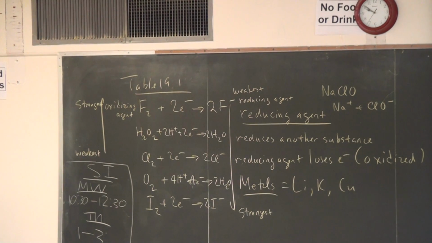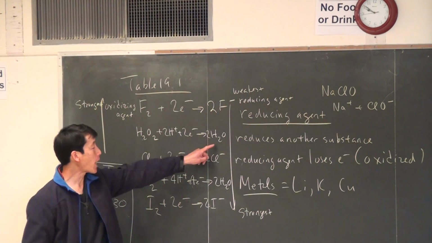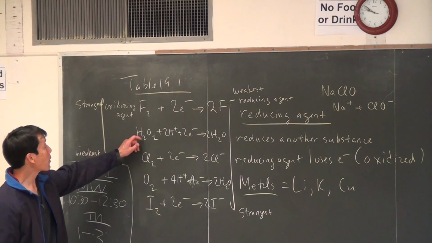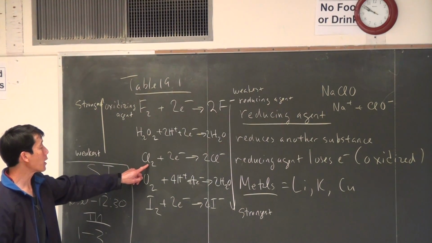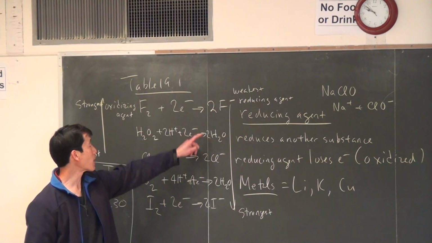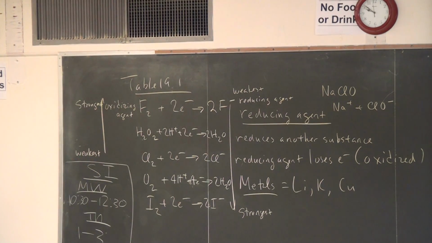Now we can use this table just like we use the activity series. So note that fluorine will react with any reducing agent below it on the table. It will not react with anything above it. So for example, Cl2 will react with H2O2 or I minus, but it doesn't react with the fluoride ion. Okay, so that's the same way.